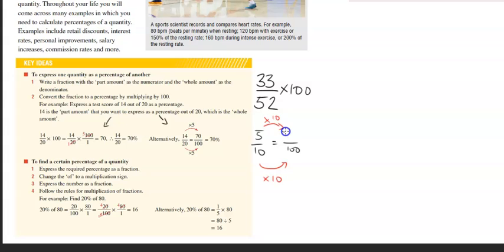So in this case, this is 50 out of 100. That makes sense. 5 out of 10 is the same as 50 out of 100. This will end up being 50%.